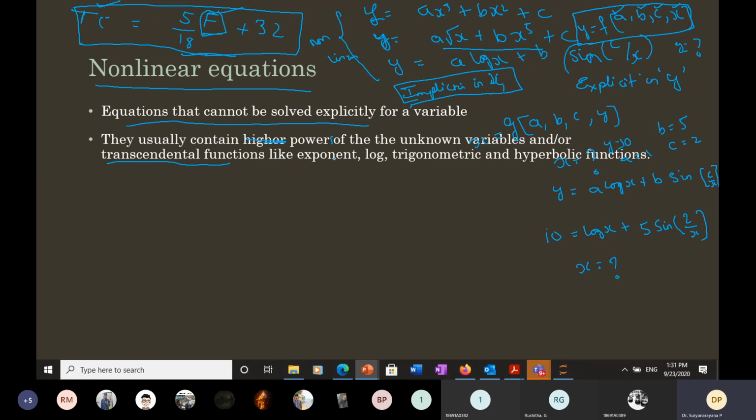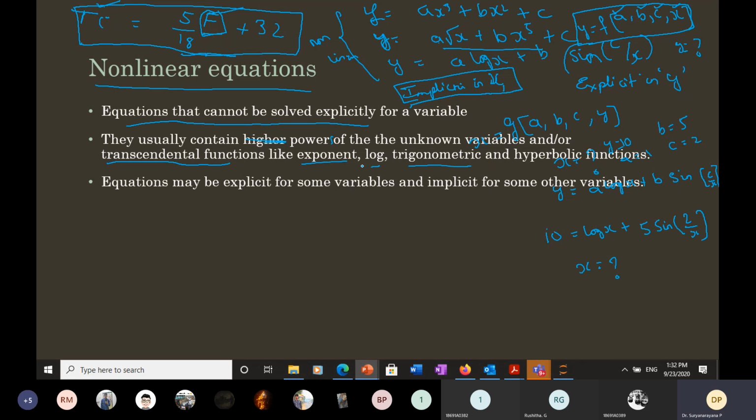When I say transcendental function, I mean when your equation has functions like exponent, logarithm, trigonometric functions such as sine, cosine, tan, cotangent, cosecant, secant, and hyperbolic trigonometric functions such as tan hyperbolic, cosine hyperbolic, sine hyperbolic. When you have such functions in your equations, it is possible that they could be implicit in one or two variables. So there you need that.